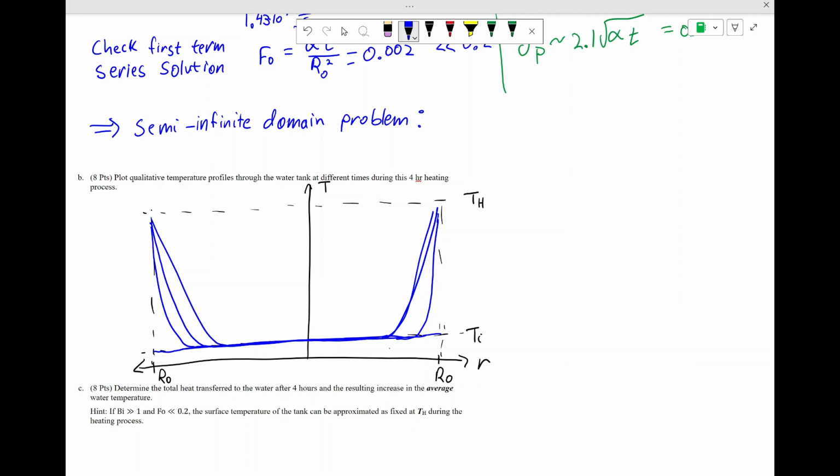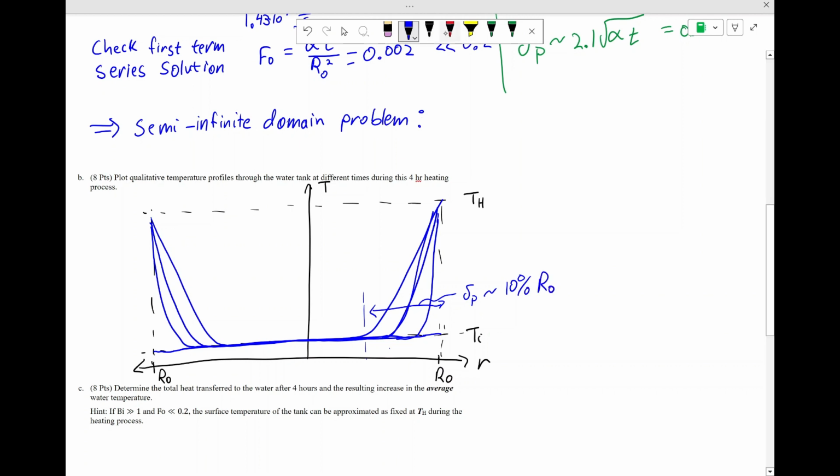And it's going to get a little closer to TH at the two limits, or at the two edges. But it's never going to have penetrated all the way through that tank of water during the 4-hour period. It's only going to be sort of near the edges. Although the way that we've drawn it is maybe exaggerated, this thickness, as noted above, the penetration depth is only like 10% of RO. So it's a little exaggerated here.